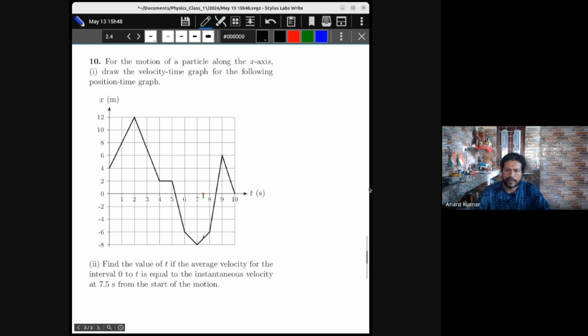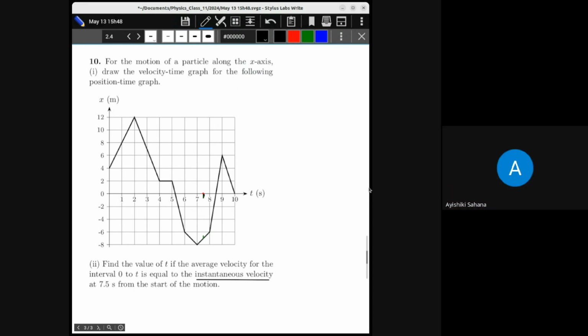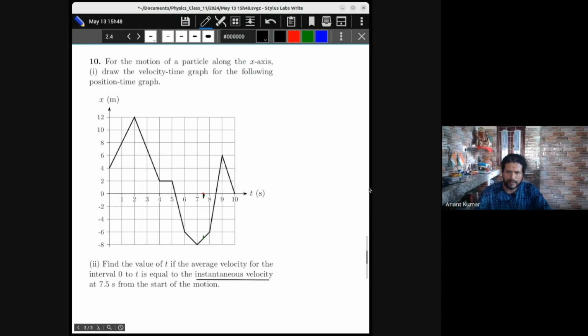सबसे पहले तो हम लोग इंस्टेंटेनियस वेलोसिटी फाइंड करते हैं 7.5 सेकंड आफ्टर स्टार्ट मोशन, मतलब कि इस मोमेंट पे, इस इंस्टेंट पे। तो वहां पे मुझे इस पर्टिकुलर लाइन का स्लोप चाहिए होगा। उसका स्लोप क्या है? Sir, 2. Yes, the height is 2 units and the base is 1, so that's correct. तो इसका स्लोप 2 है ना?